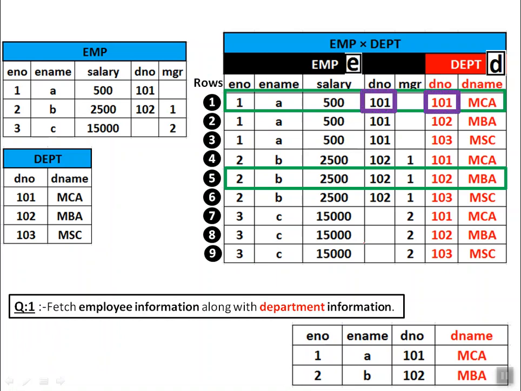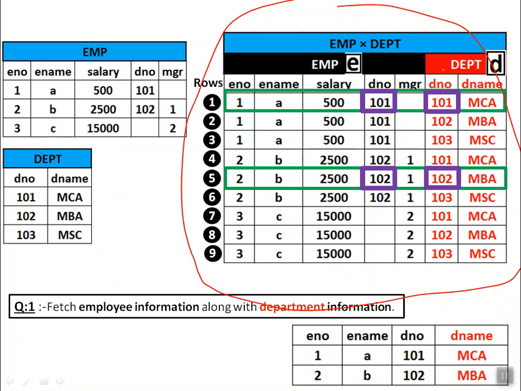How to get these 2 rows? Here is the condition. If you consider this entire Cartesian product as a single table, what is the query to fetch these rows? I call this E, this D. So E.DNO is equal to D.DNO.